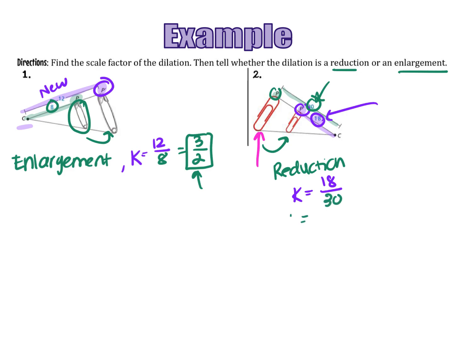And as always, we're going to simplify our fractions. These are both divisible by 6. When we divide by 6, that's going to give us 3 over 5. And this scalar should be less than 1 because we are reducing the size of our figure.